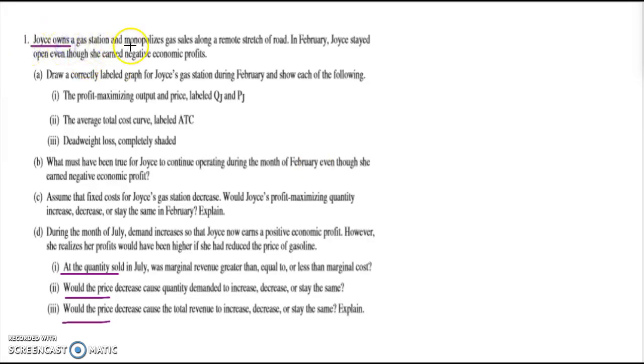So we got Joyce. She owns her own gas station. She monopolizes gas sales. So that tells you right there, even though she's not an official monopoly, she is operating as one. And so when we draw this graph, we're going to draw an actual monopoly. Okay. And we're going to show negative economic profits, even though she is a monopoly. So I'm going to come over here. It says draw a correctly labeled graph for Joyce's gas station during February. On each of the following, and I want to show these and make sure they're labeled correctly.